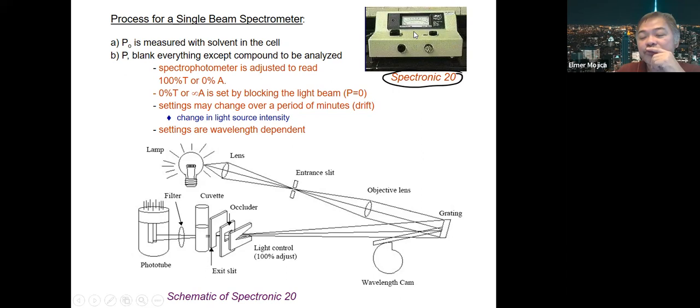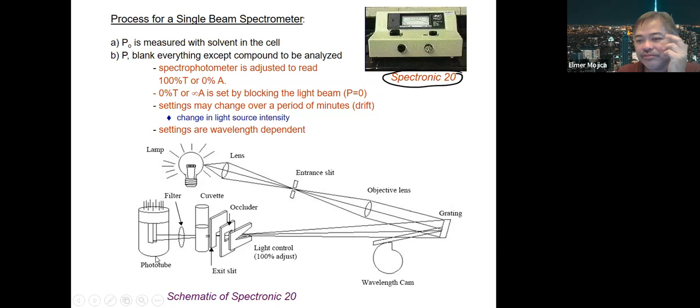So this is just a monochromatic. So one wavelength at a time. So if you're going to look at the block diagram, this is your light source. It passes through the lens. Okay? And then the entrance slit. Then you also have a focusing lens, the objective lens here, and then the grating, okay? And then it passes through some focusing lens until it gets out on the exit slit. So you could see the sample holder is somewhat circular here because a test tube is used, and then you pass the filter, that's where the phototube is.